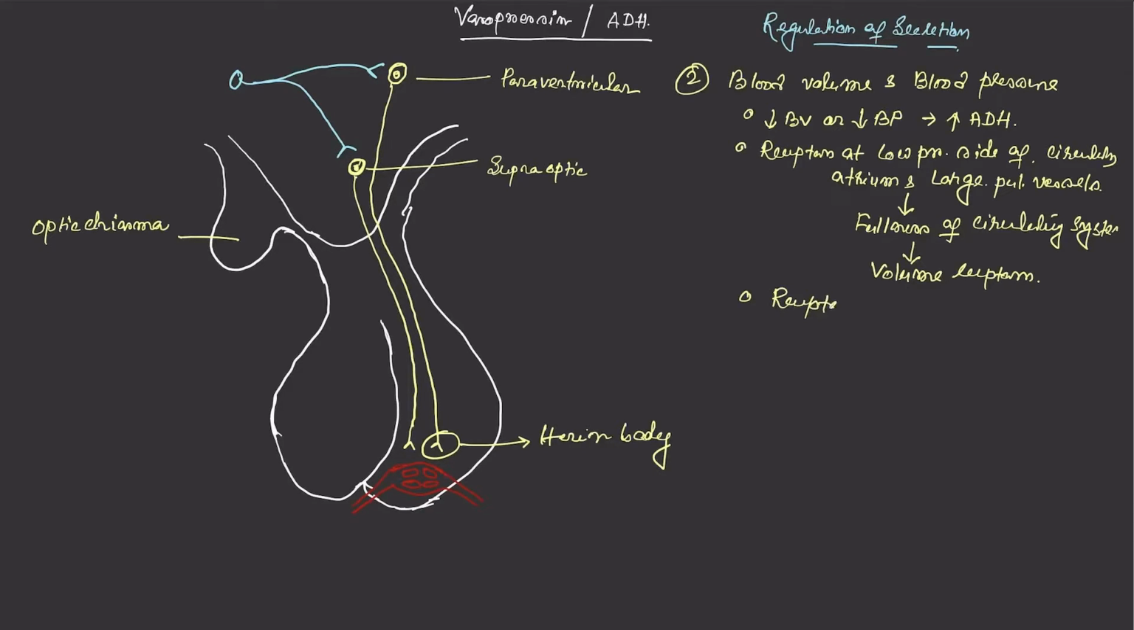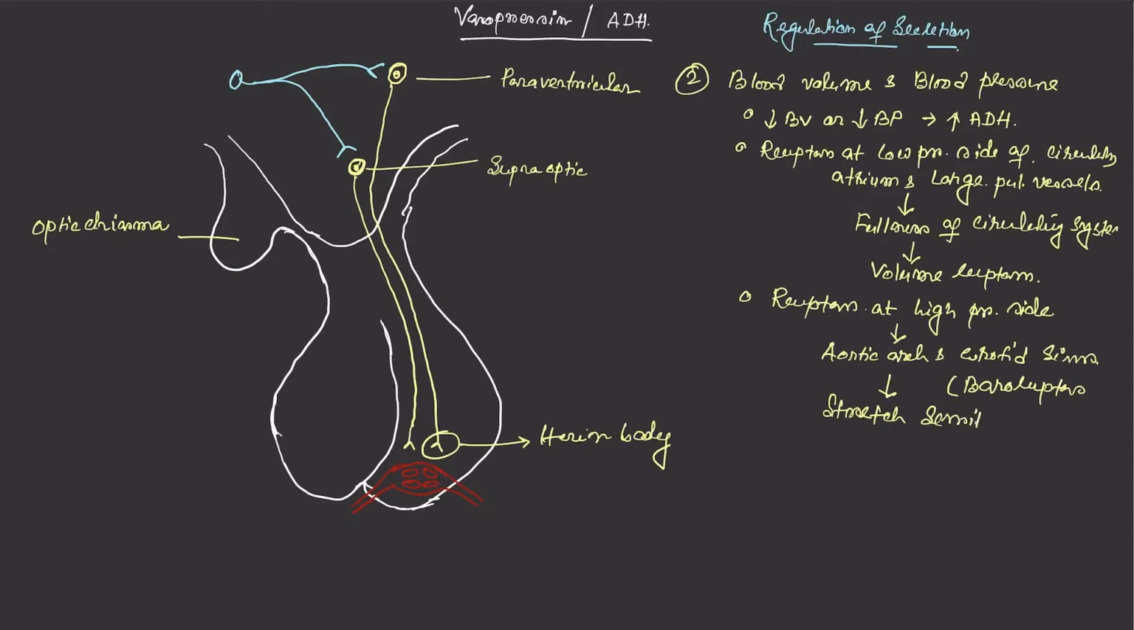Whereas the receptors located at the high pressure side, like those over the aortic arch and the carotid sinus, are the baroreceptors, which are stretch sensitive, and they essentially detect changes in pressure. So whenever there is a decrease in mean arterial pressure, these baroreceptors will fire.